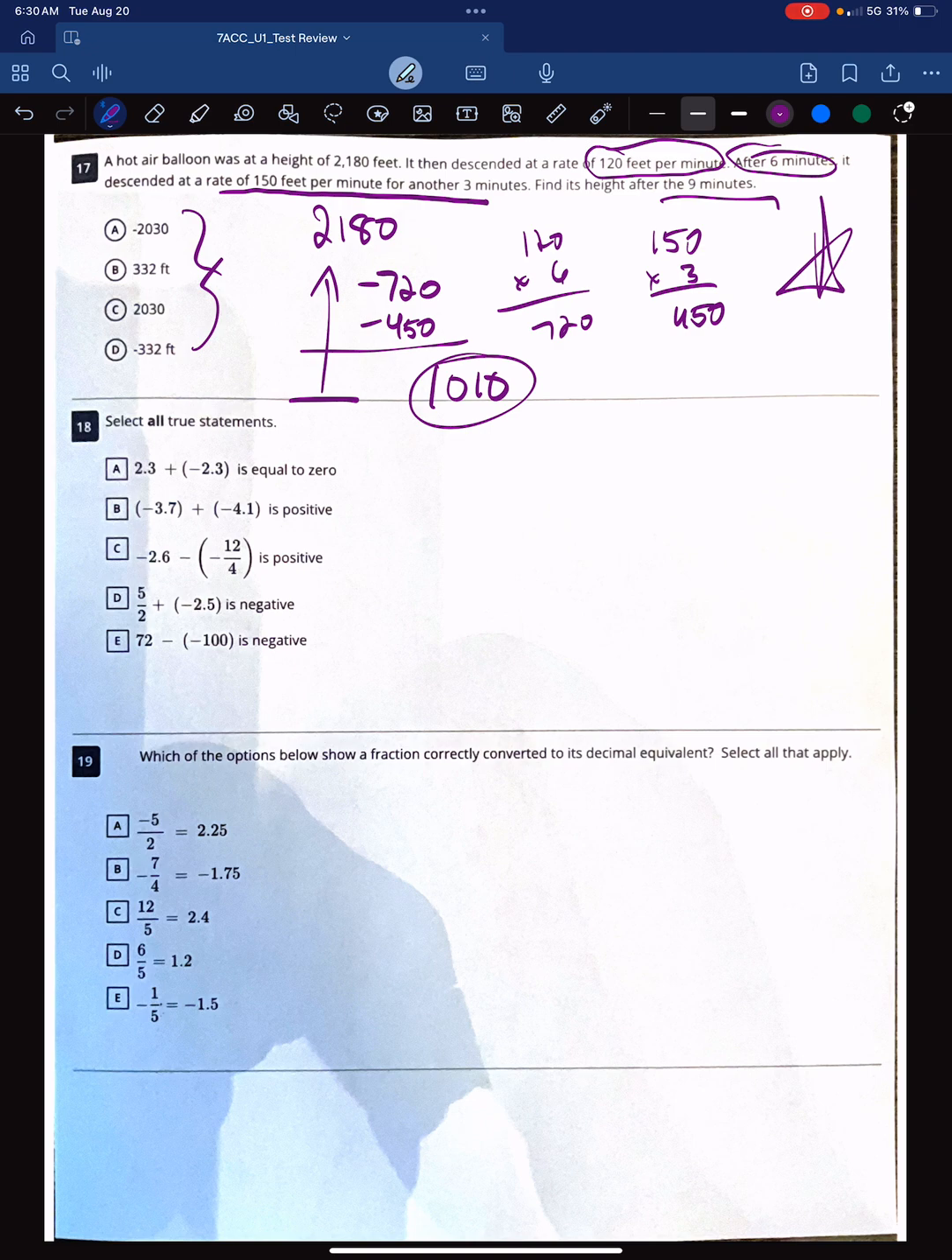Number 18, select all true statements. So there's all, which means there's more than one. So A says 2.3 plus a negative 2.3 is equal to 0. That's true. That's additive inverse property, right? So that is additive inverse, okay?